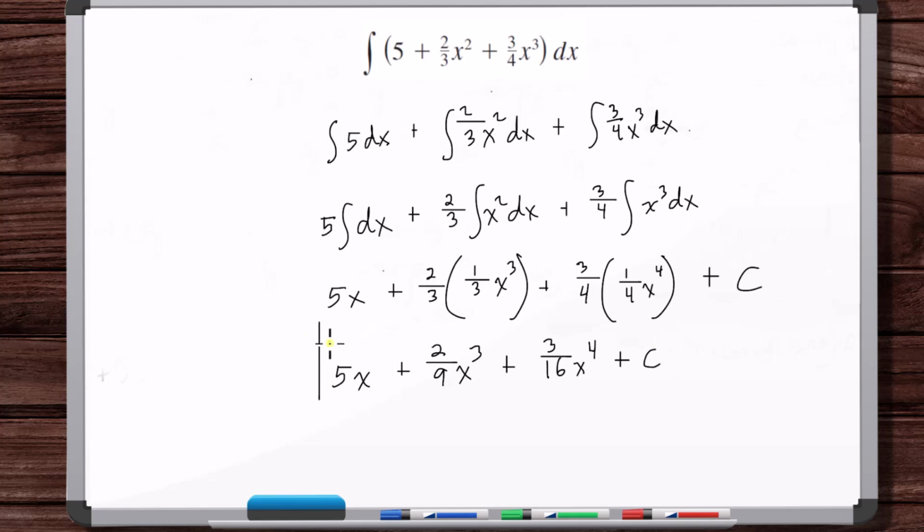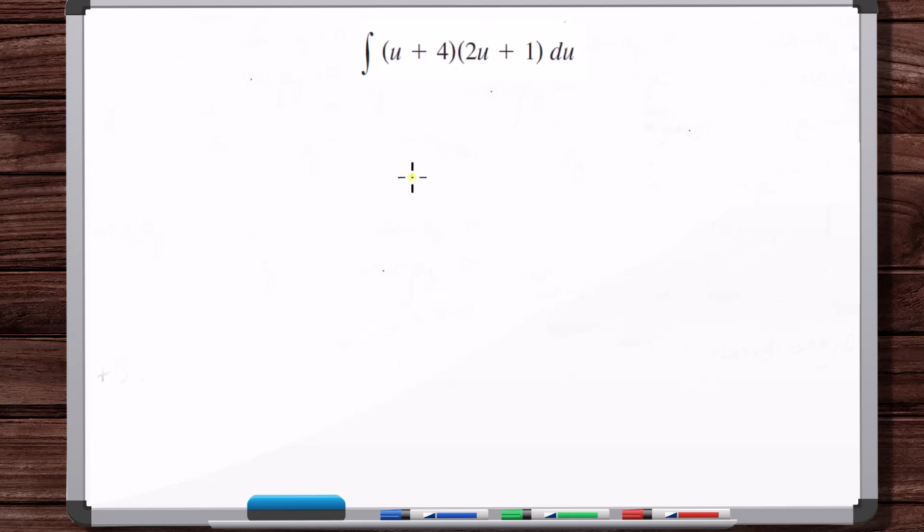And there you go. That's the indefinite integral. Okay, here let's distribute this. So it'd be 2u squared plus u plus 8u, so 9u plus 4. Okay, now we can separate this into 3 separate integrals.